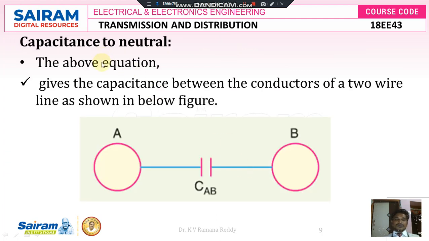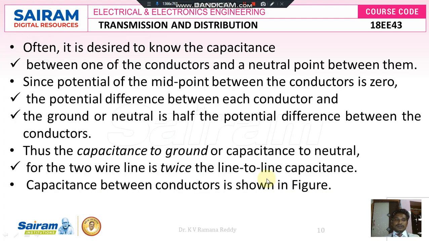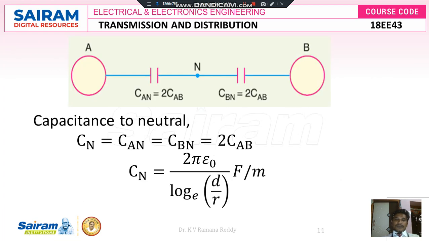So now the capacitance to neutral. The above equation gives the capacitance between conductors of a two-wire line as shown in the figure below, like the capacitance between conductor A and conductor B. As it is known, the potential of the neutral point between them, the midpoint between the conductors, is 0, so the potential difference between each conductor and the neutral is half of the potential difference between the two conductors. Therefore the capacitances we calculated, CAN and CBN, each become 2CAB. Therefore Cn is equal to 2 pi epsilon naught divided by log of base e into d by R farads per meter. Thank you.